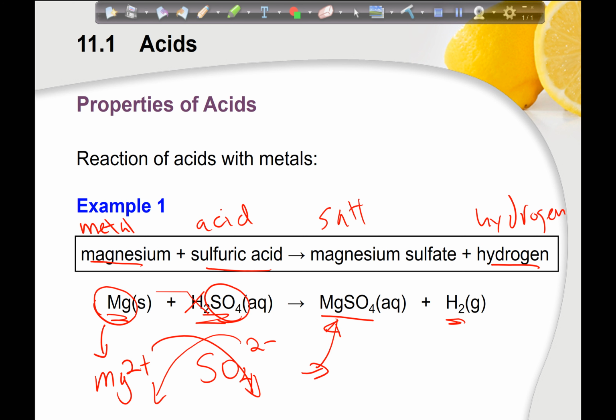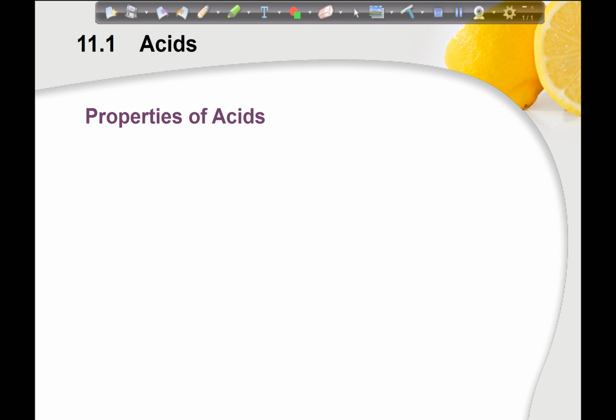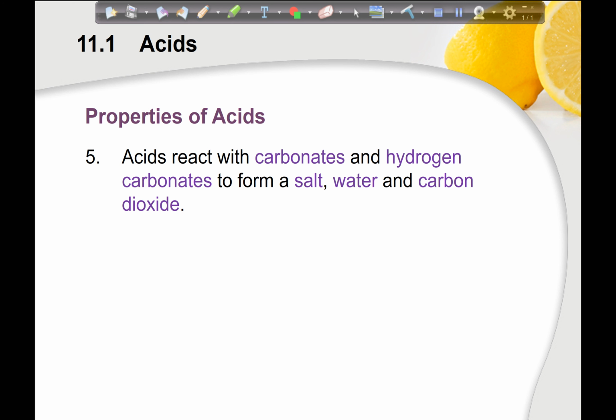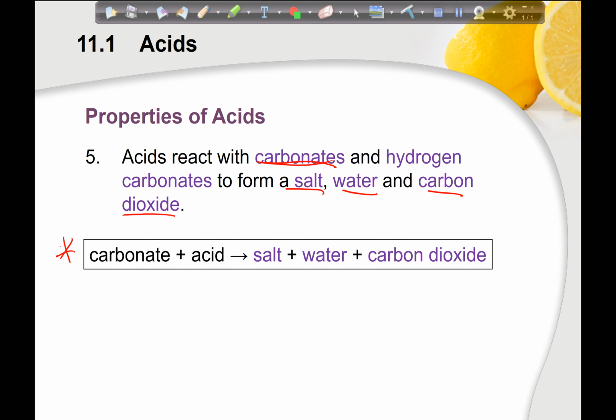And this is how I deduce the salt. Alright, so that's how we do it. That's the first reaction that you need to know. The second chemical reaction that you need to know is that acid reacts with carbonates to give you a salt, water and carbon dioxide. So this is also the second chemical reaction that you need to learn by heart. Metal carbonate plus an acid gives you a salt, water and carbon dioxide.